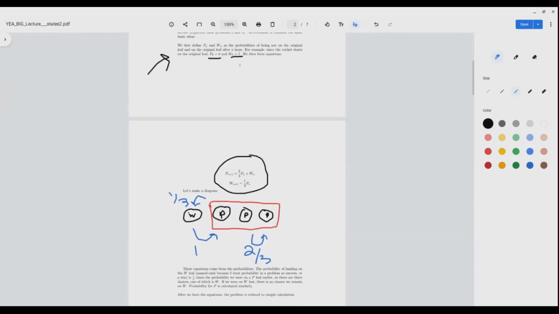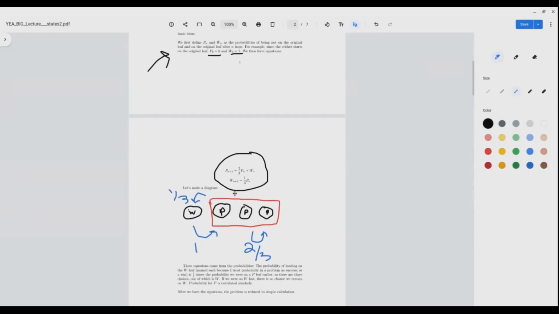So these equations are the most fundamental parts of states problems because these are how you solve for your answer. And these equations are always derived from our diagrams. Sometimes you don't need diagrams, but I always do them because it's very helpful. So P(n+1) is equal to 2/3 Pn plus Wn. What this equation means is that the probability that we're on W after n jumps is Wn, and that directly contributes to P(n+1), because if you're on W at time n, then you're always going to be on P at time n+1.